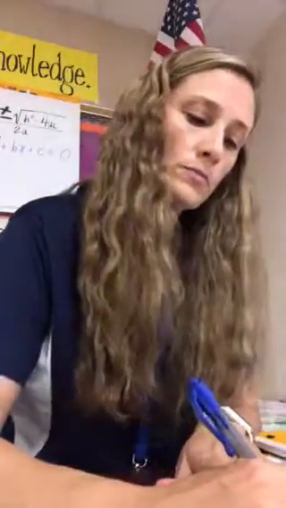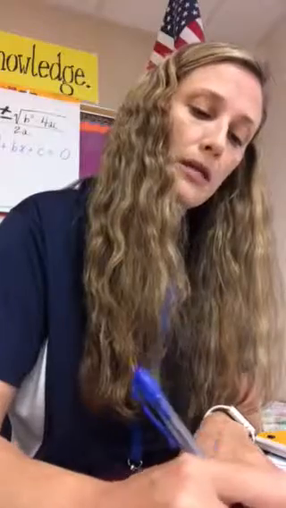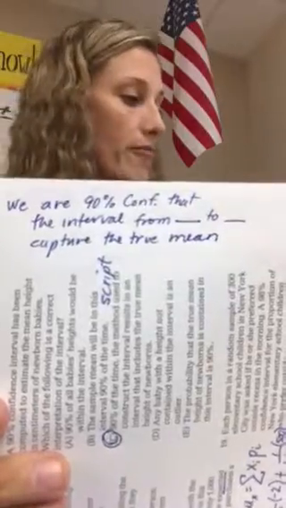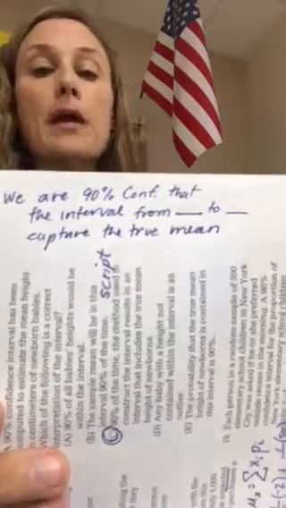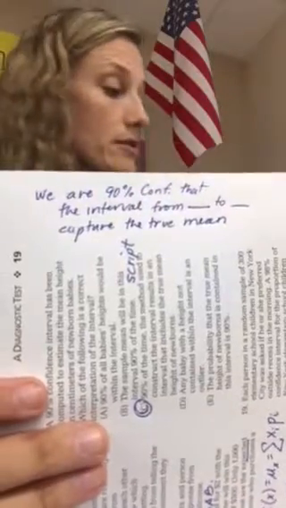And again, if you missed this question, you should go ahead and write out: we are 90% confident that the interval from blank to blank captures the true mean of babies born, in centimeters, and so on. So I would practice writing this script, which will help you find the right answer. This will also help you on your free response.